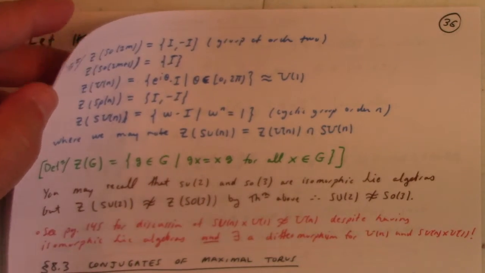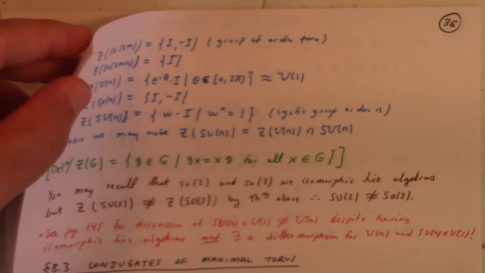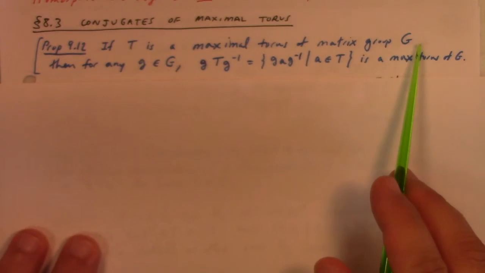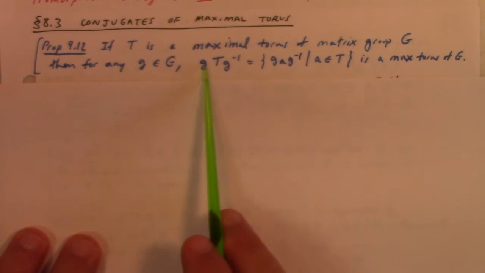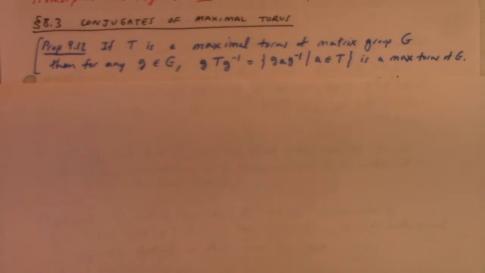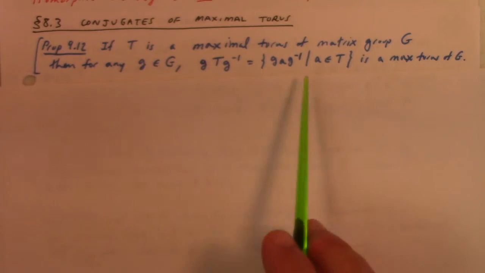That brings us to discussion of conjugates of maximal tori. So how does that go? If T is a maximal torus of a matrix group G, then for any g in G, the conjugate of the torus, gTg^-1, is also a maximal torus of G. I think of a torus like a donut, and so this is like some sort of picture of, in the Lie group G, a family of donuts that fill the whole space somehow. We're not quite there yet, but we've just shown that if you conjugate a torus, you get a torus again, right?